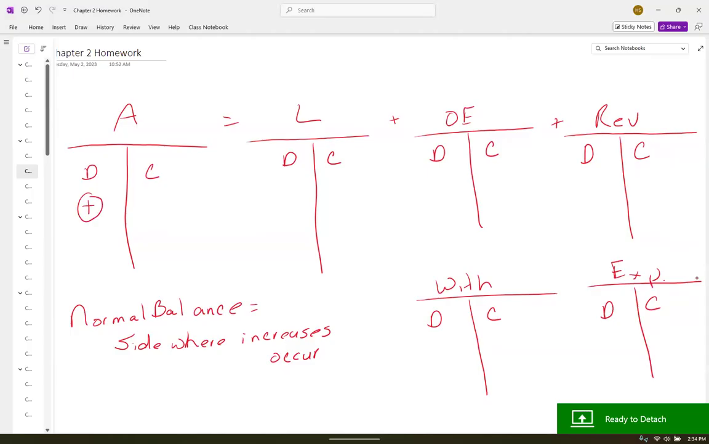So what that means is if I want to make an asset go up, an asset's cash, accounts receivable, office supplies, prepaid rent. All of those are assets. If I want to make them increase, I'm going to debit it. Okay. If I want to decrease it, I will credit it.